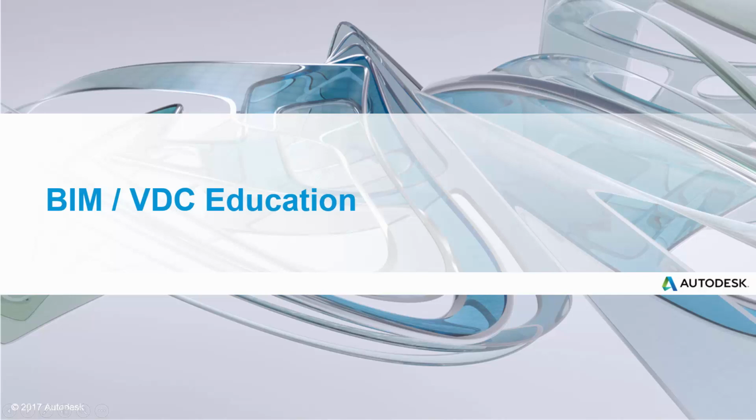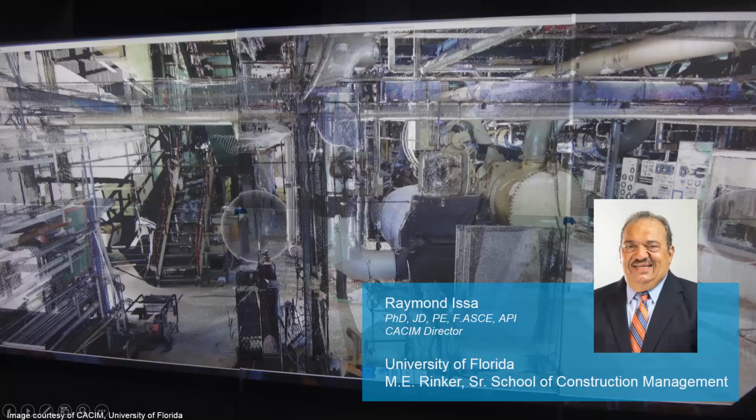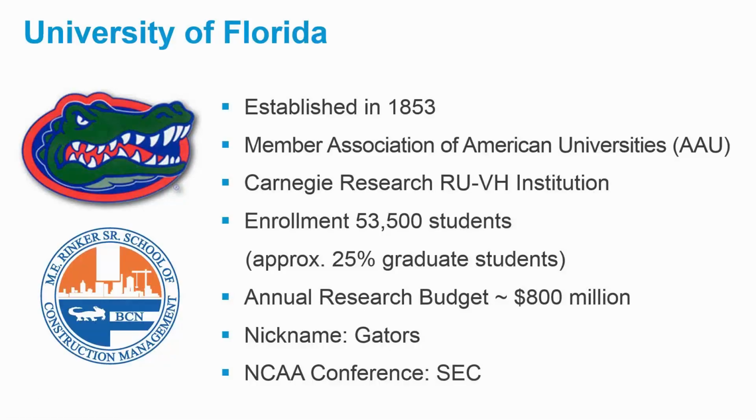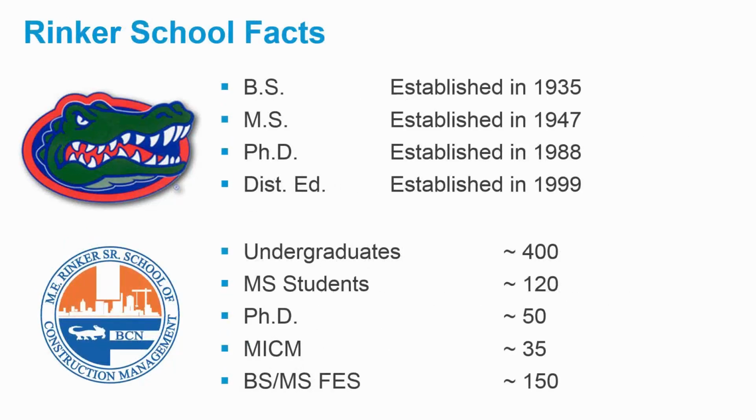As far as BIM virtual design and construction education is concerned, just to give you some background, the University of Florida was established in 1853. It's a member of the American Association of Universities. It's a Carnegie Research RU/VH institution. Our enrollment is 53,500 students, about 25% of which are graduate students. Our annual research budget is about $800 million. Our nickname is Gators, and the NCAA conference is the Southeastern Conference.